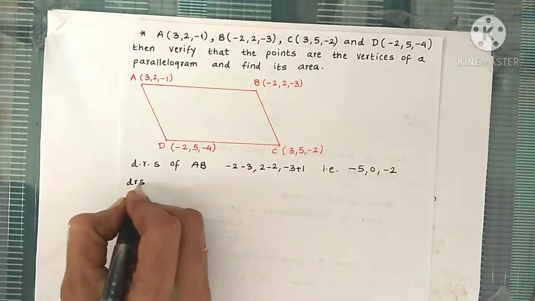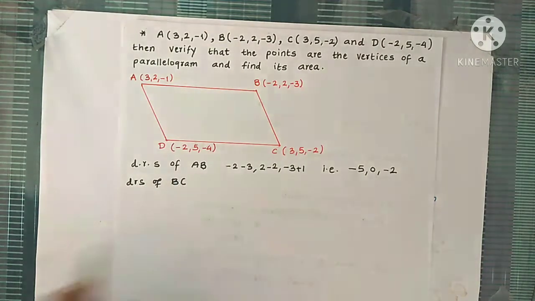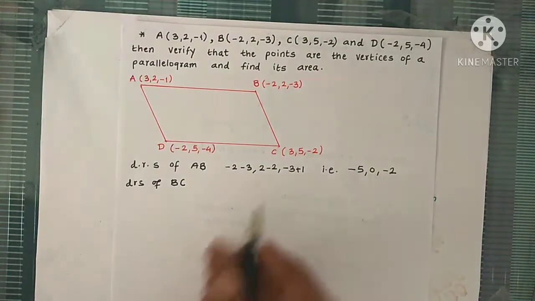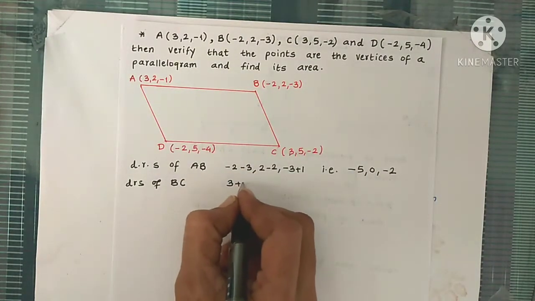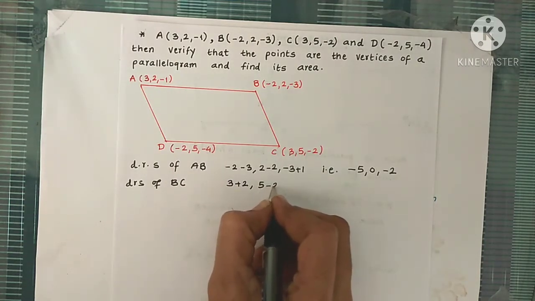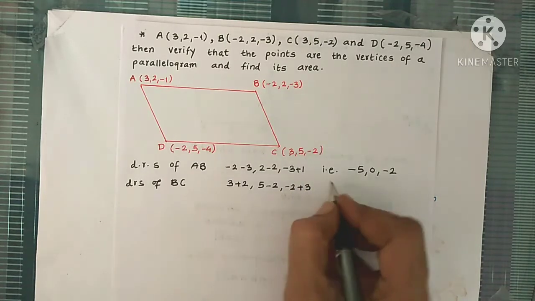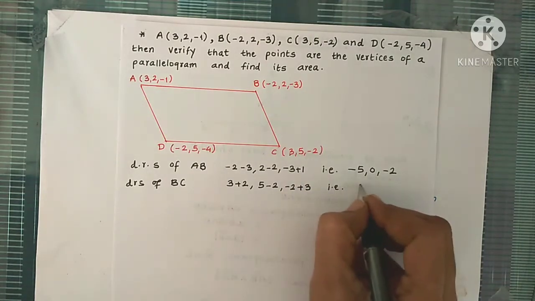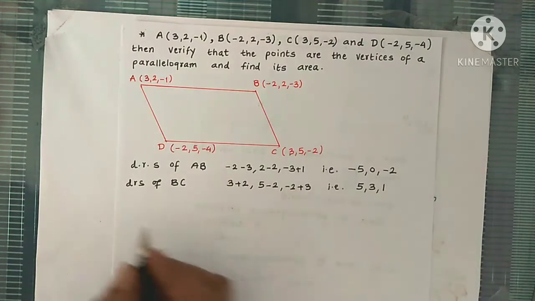Now direction ratios of BC. For BC, it is C bar minus B bar. So 3 minus (-2) becomes 3 plus 2. Next is 5 minus 2. -2 minus (+3). So those are 5, 3, 1.